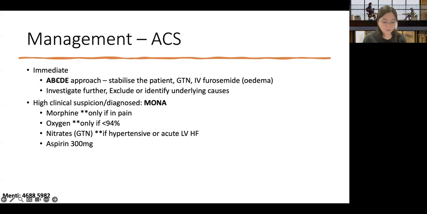You would be much more familiar with this later on in the year. An important acronym is MONA: morphine, oxygen, nitrates, which is glyceryl trinitrate, GTN spray. It helps dilate the heart vessels. And there's also aspirin, 300 mg. But what's important to remember is that morphine and oxygen are not always used. Morphine is only if they're in pain, and oxygen is only if their saturations are below 94.